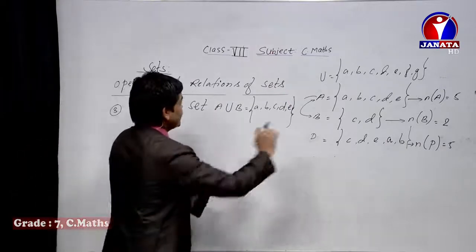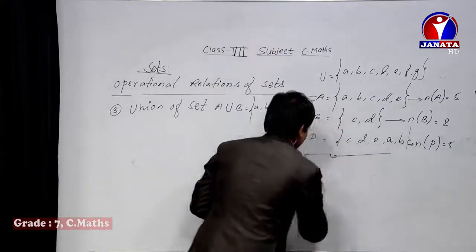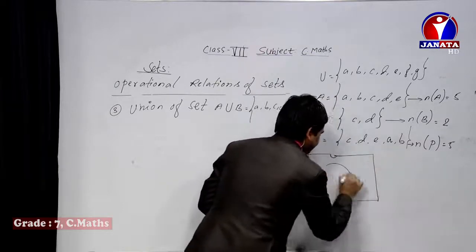So if you want to represent this one through Venn diagram, okay, let's prepare another Venn diagram of this A and B set, relationship of A and B set.